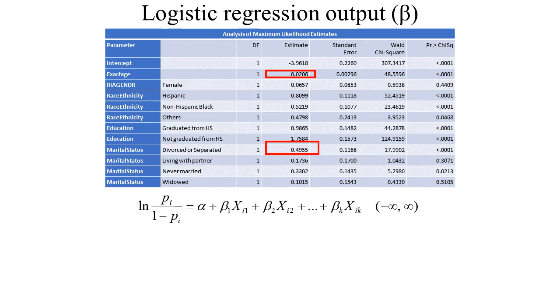But beta coefficients in logistic regression are difficult to interpret. 0.4955 means that log odds of being self-reportedly unhealthy for the divorced or separated is estimated to be greater than that for the currently married, which is the reference category, by 0.4955, controlling for gender, age, race/ethnicity and education. But log odds is an unfamiliar quantity to us. What does a 0.4955 difference in log odds mean? It is not intuitively clear at all.